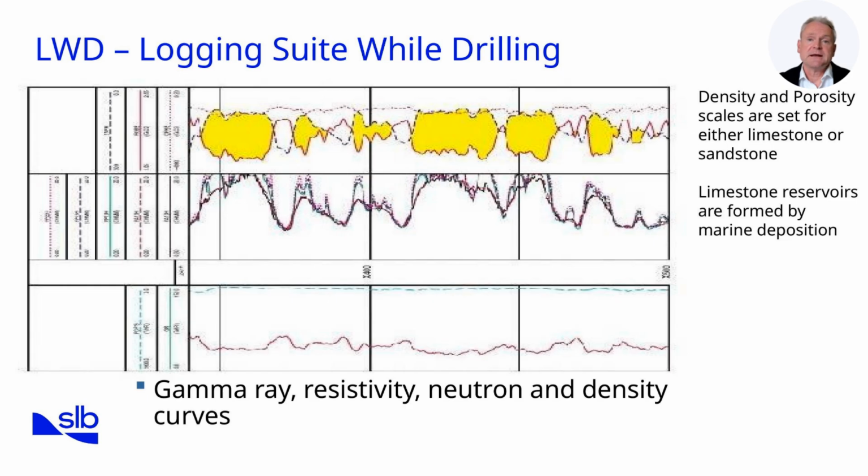Let's start with the gamma ray. A gamma ray measures natural radioactivity, which is mainly associated with shales. In this log, the gamma ray baseline is relatively low, which suggests we are drilling through clean carbonate intervals. This is consistent with the note on the slide that the reservoirs are limestone deposited in a marine environment.